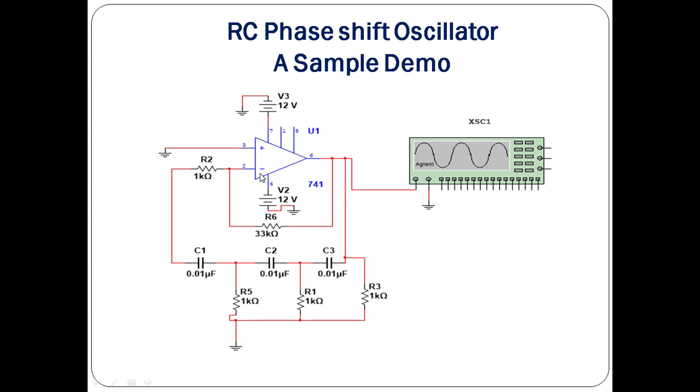The voltage gain of the inverting configuration is already well known. It is equal to minus RF by R1. 33K divided by 1K will give 33 as the voltage gain. It is greater than 29. The one condition is met.